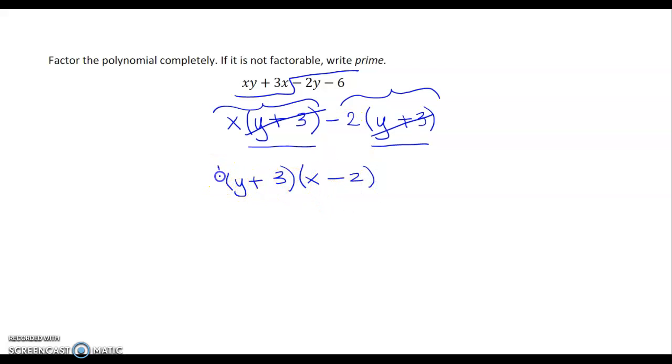So this is called factoring by grouping, where you just look at the first 2 terms and then the second 2 terms, factor the greatest common factor out of each, and then you can factor the binomial out.